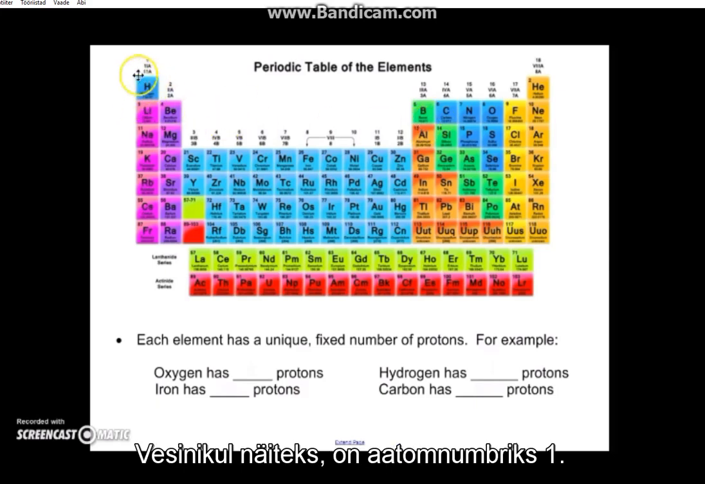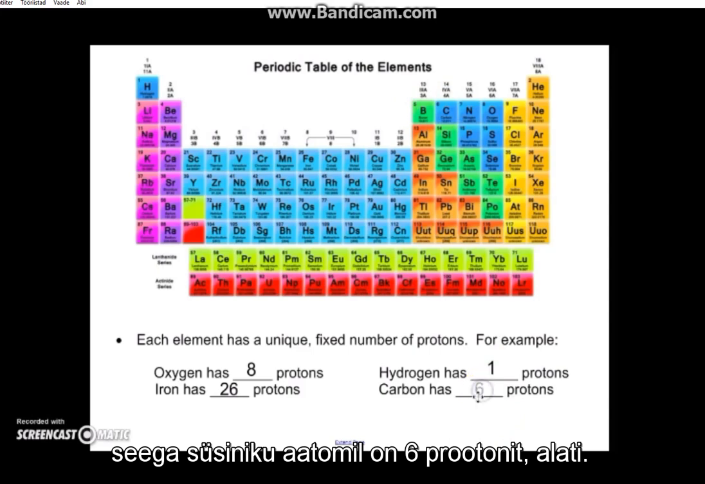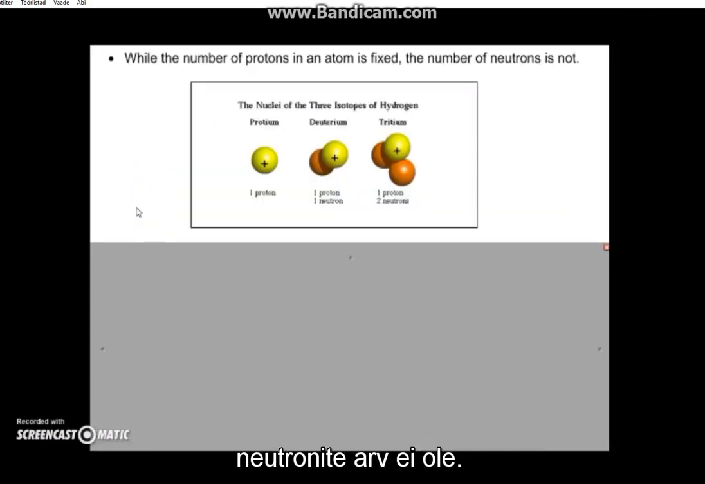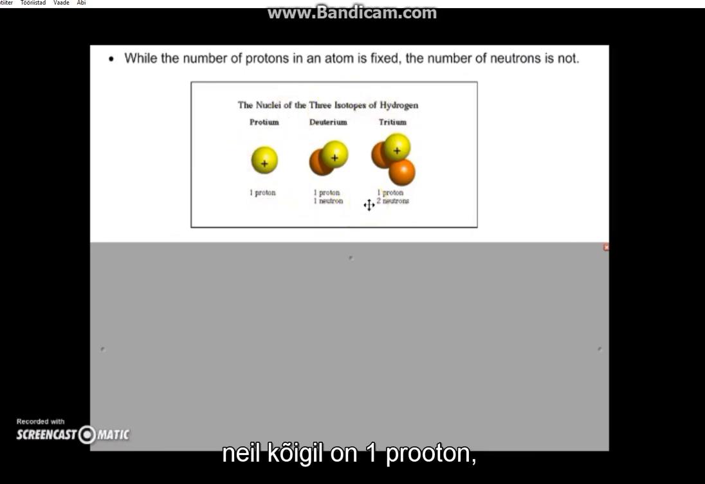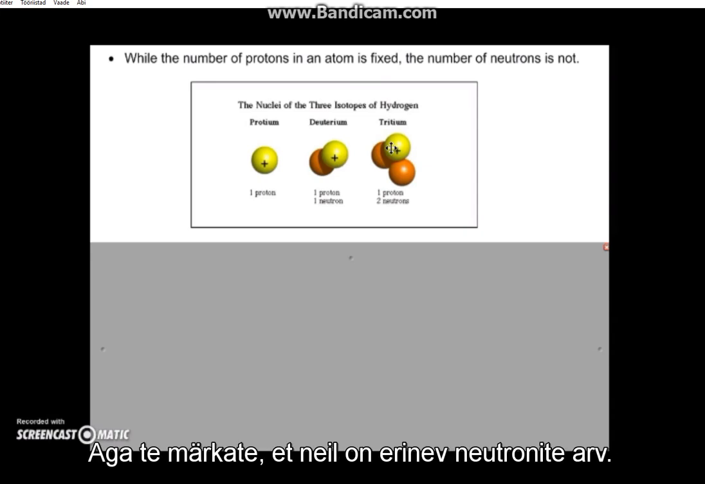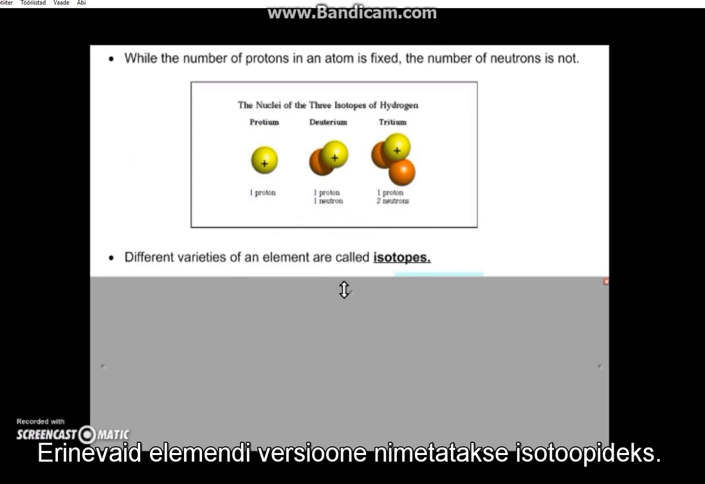Hydrogen, for example, has an atomic number of 1. And carbon has an atomic number of 6, meaning there are 6 protons in carbon always. Now, while the number of protons is fixed, the number of neutrons is not. So here we have 3 different types of hydrogen. They all have 1 proton because hydrogen has to have 1 proton. But you'll notice they have different numbers of neutrons. Different varieties of an element are called isotopes.